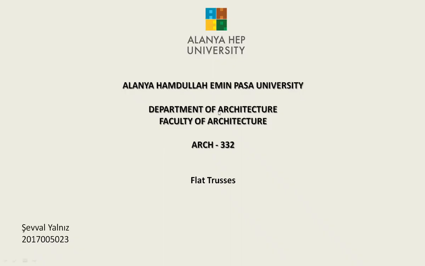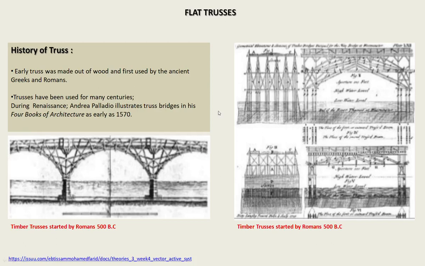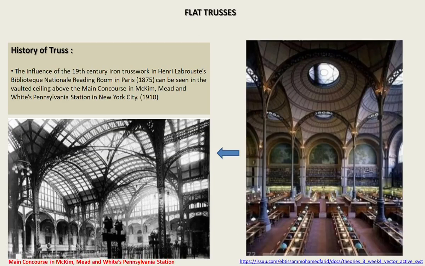My topic is flat trusses. History of truss. Early truss was made out of wood and first used by the ancient Greeks and the Romans. Trusses have been used for many centuries. During the Renaissance, Andrea Palladio illustrated truss bridges in his Four Books of Architecture as early as 1570.